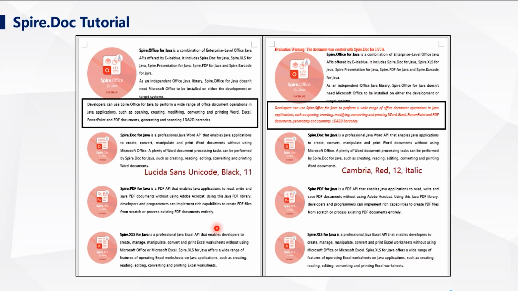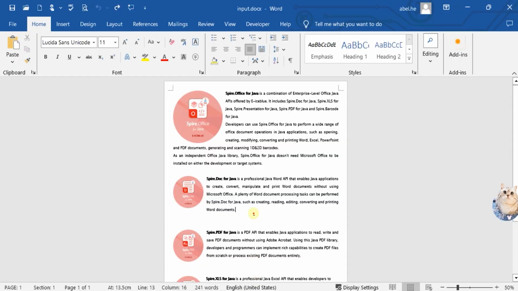Here are 2 revised documents. First, change the font of a paragraph. I will demonstrate this in Microsoft Word. Open the document, and select the paragraph where you want to change the font. Set the font to Cambria, the font size to 12, the color to red and the style to italic.